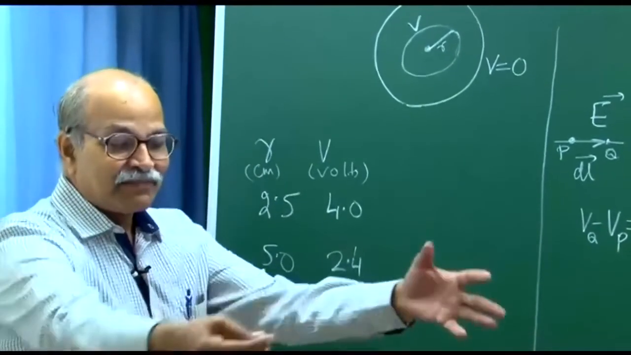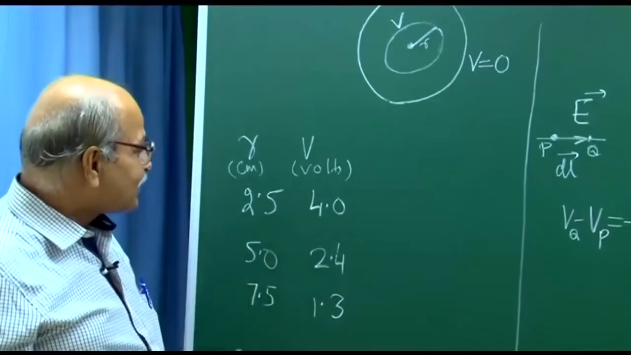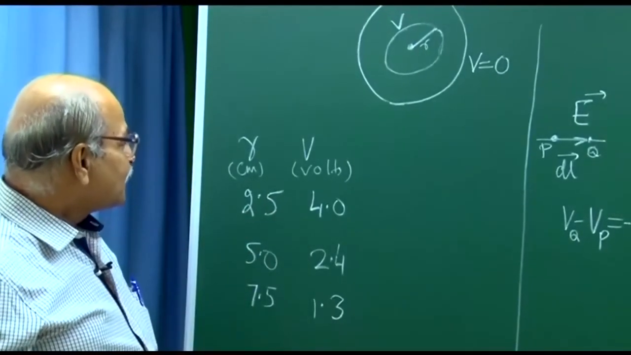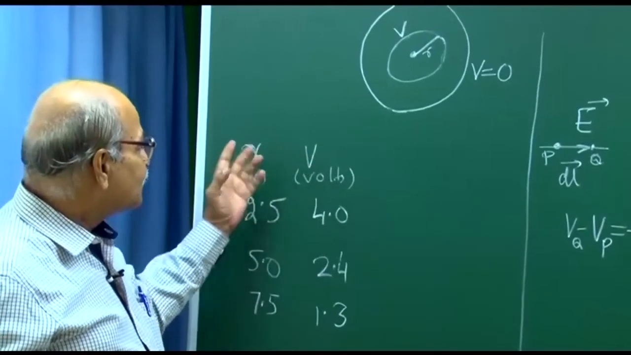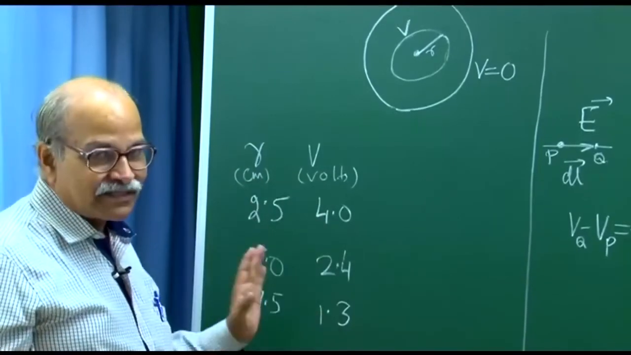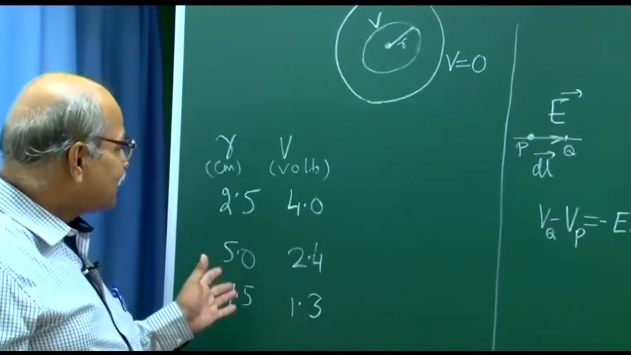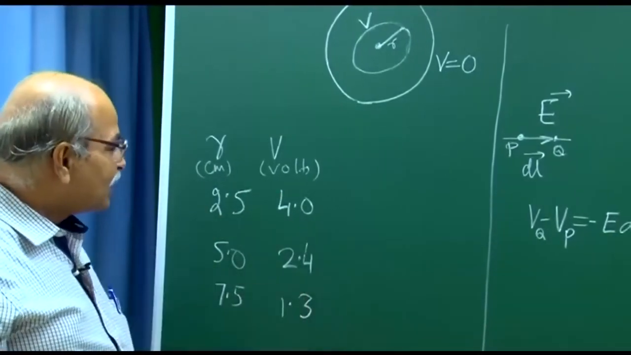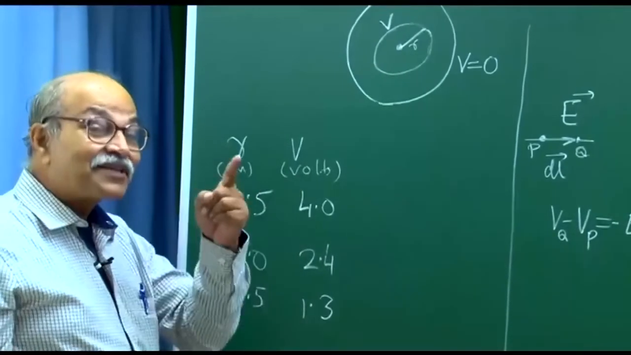Of course, one can measure at many more points, but with these 3 points, can you guess what is the functional dependence of this potential on this r? As r increases, this potential decreases, that is fine. But what kind of dependence is this? Whether it is 1 by r type or 1 by r square type or some other functional form between V and r, try to guess.